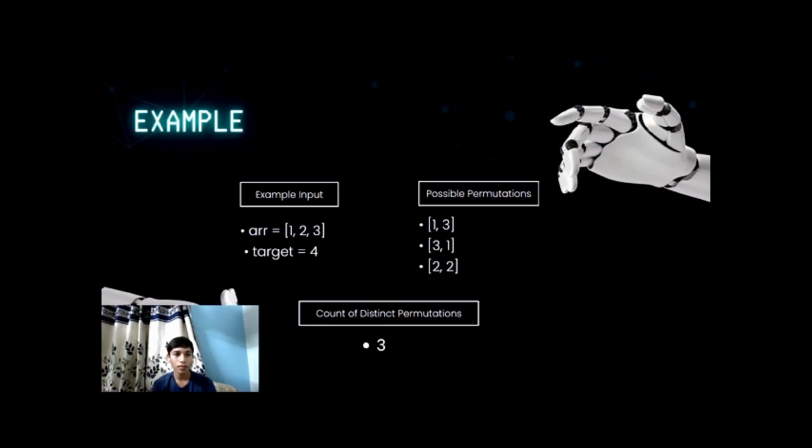Let's take an example. Input array: 1, 2, 3. Our target is 4. The possible permutations are 1, 3, 3, 1, and 2, 2. The count of distinct permutations is 3.